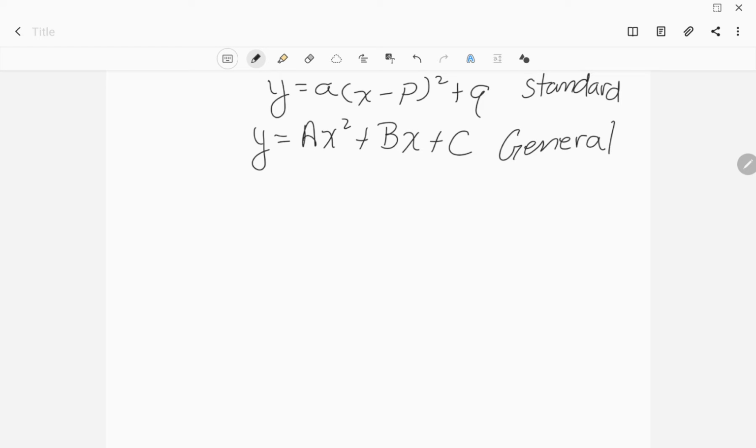The problem with general form is you can't get information off of it in order to make your picture. You can't get the vertex. You can't tell whether it's skinny or fat. You can't tell whether it opens up or down. You can't get any information on that. So what you really want to be able to do if you have something in general form is convert it or change it into standard form.